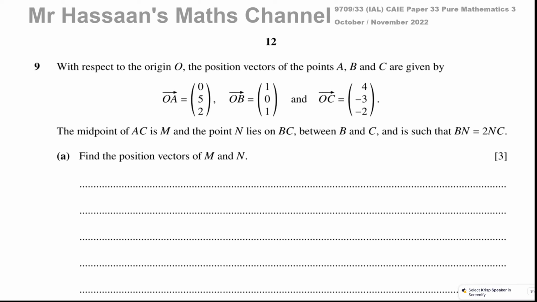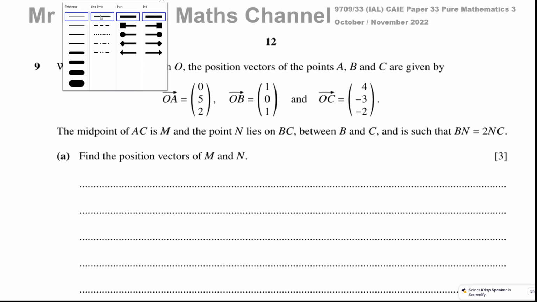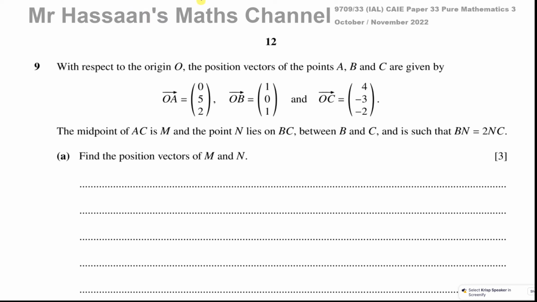I'm now answering question number 9 from the October-November 2022 Pure Mathematics P3 paper from Cambridge International A-Level. And this question here is about vectors. I'm going to go through this question in a bit of detail. It says, with respect to the origin O, the position vectors of the points A, B, and C are given by these vectors here.